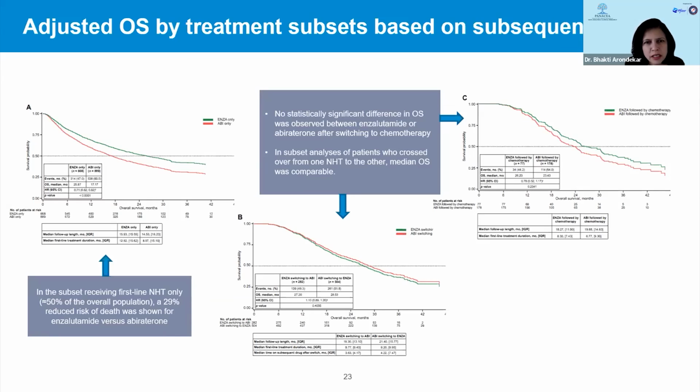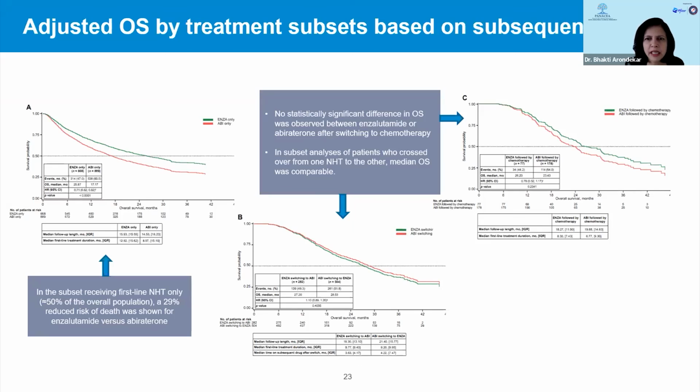If you look at another subset, and that's the Kaplan-Meier in the middle, who crossed over from one NHT to another, so let's say they started on enzalutamide, switched to abiraterone, or started on abiraterone and switched to enzalutamide, you see that the overall survival is actually very comparable. And there is no difference in overall survival, although from a trend perspective, abiraterone might look a little bit better. So patients starting on Abi switching to Enza, but there was no statistical significance. So they were very comparable.